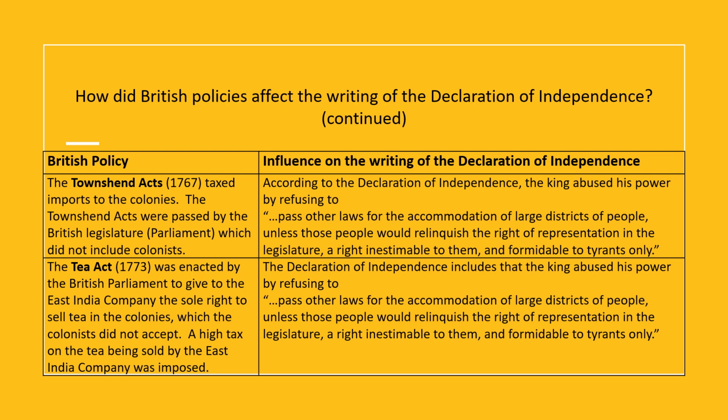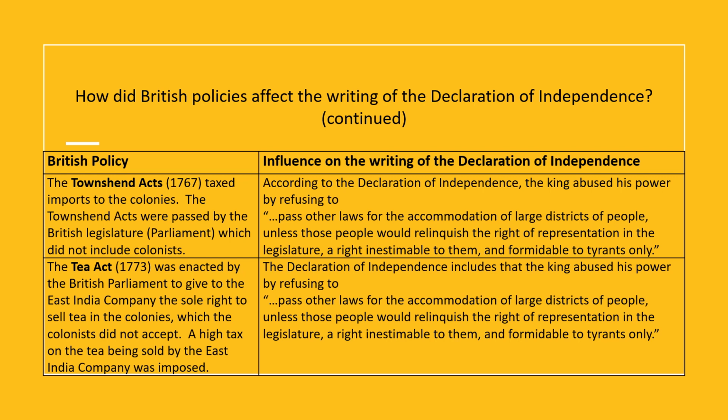So here, the focus is that the large districts of people are the colonists. So the king refused to pass laws to accommodate, to support large districts of people unless those large districts of people would deny themselves having any voice in the legislature, which, from their point of view, is something that only tyrants do, not people who live in a society that believes that the people should have a say in how they are governed.